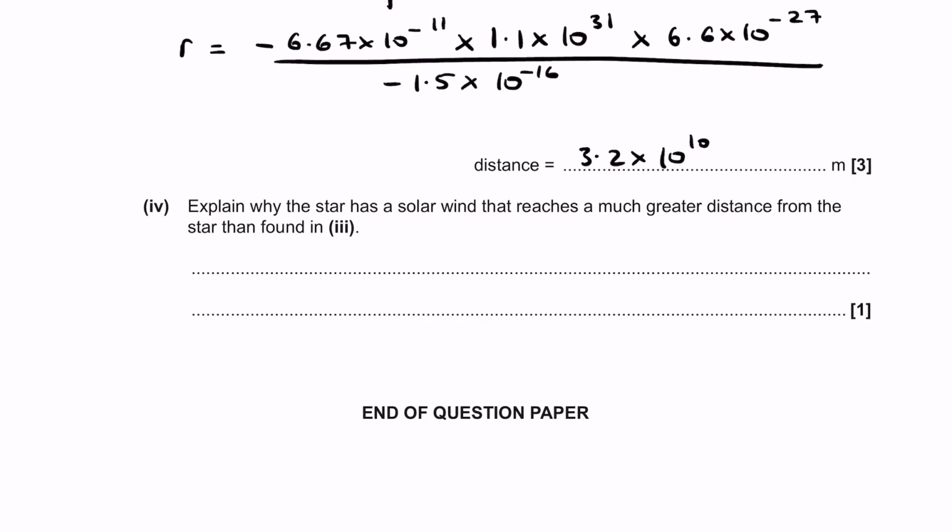Okay, last question of this paper. We have to explain why the star has a solar wind that reaches a much greater distance from the star than found in part III. Well, that's because not all the particles will have the same energy.